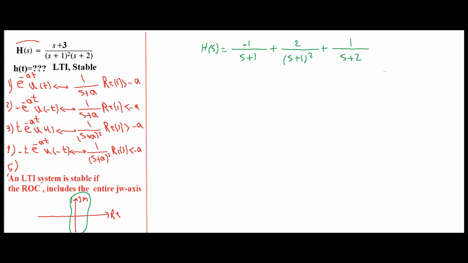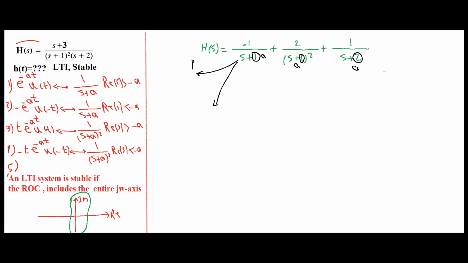Now we take the inverse Laplace transform of the simplified H(s) to obtain h(t). The first fraction is similar to the Laplace transform cases in points 1 and 2, so a is equal to 1. The second fraction is similar to the Laplace transform cases in points 3 and 4, so again a is equal to 1. The third fraction is similar to points 1 and 2, so a is equal to 2.